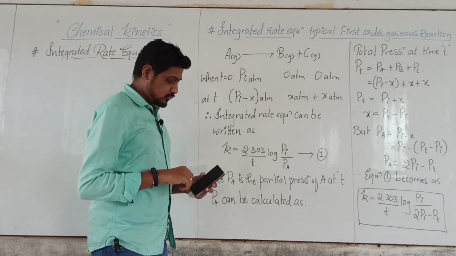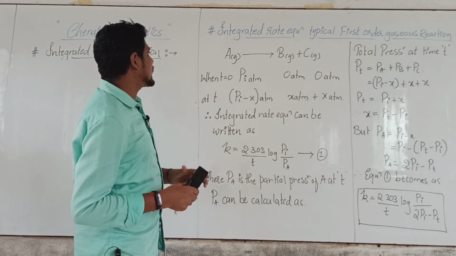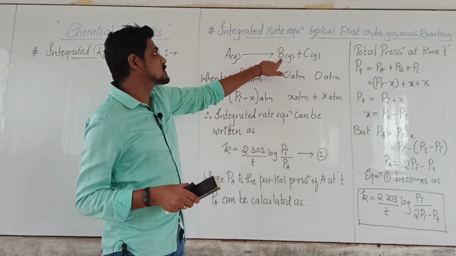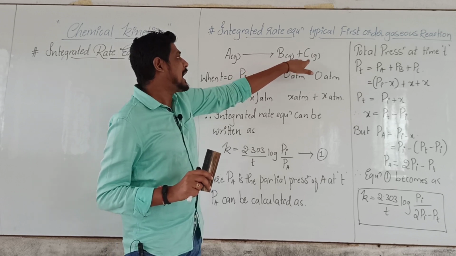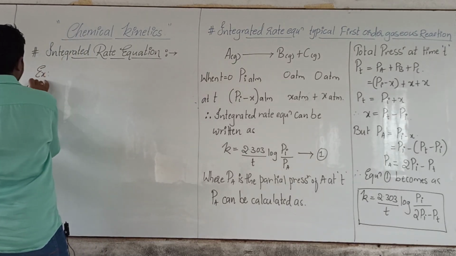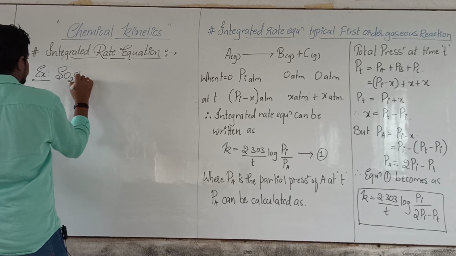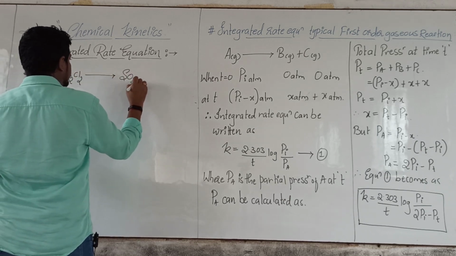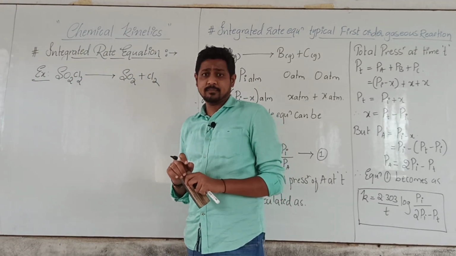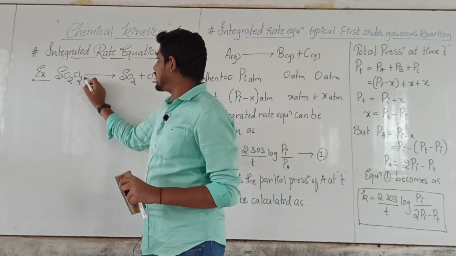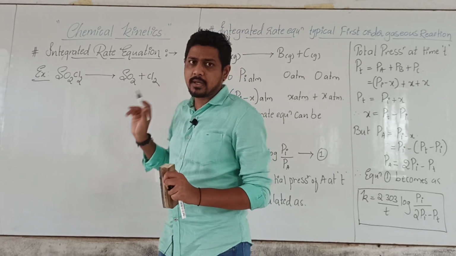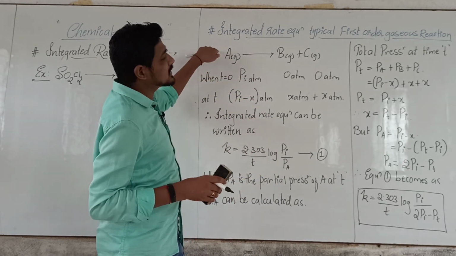Let us see how we will derive. Say there is one gaseous reactant A and it will decompose, giving you B, which is also gaseous, and C, which is also gaseous. One example I'll give for this is sulfuryl chloride. As you can see here, I have taken sulfuryl chloride, a reactant which is in gaseous state. This will decompose into sulfur dioxide and chlorine. So this is the general reaction.